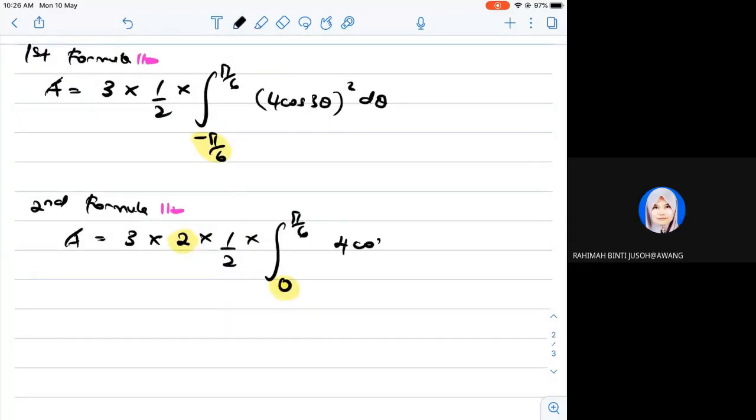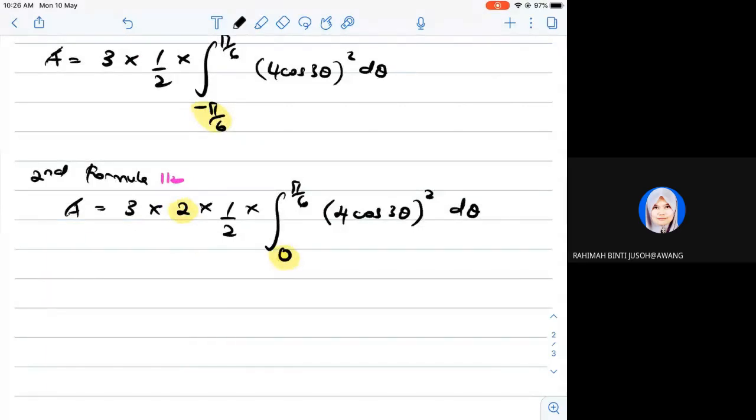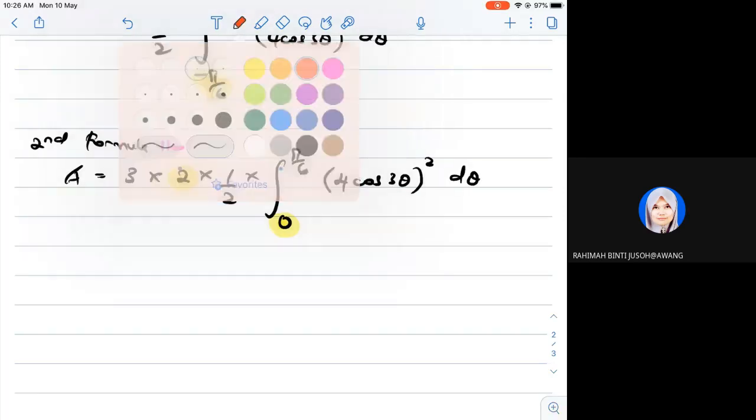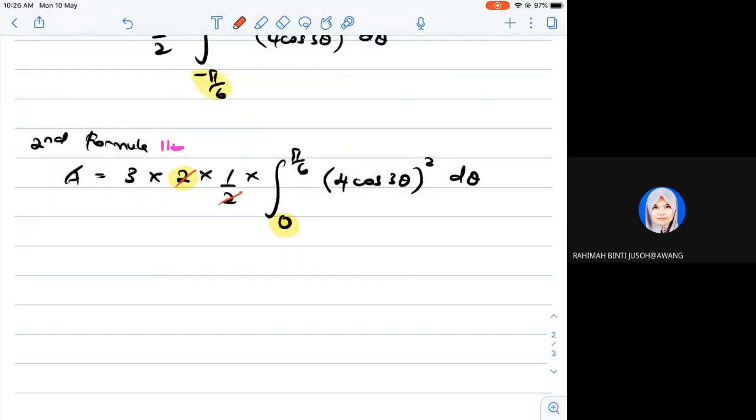Yes, madam. Okay, good. Yes, doctor. So 4 cos 3 theta. Okay, very good. Thank you so much for responding. So 4 cos 3 theta squared ni sama macam biasalah. Okay, so now let's say I proceed with the second formula, so it will be easier for me. So 2 dengan 2 I boleh cancel lah.